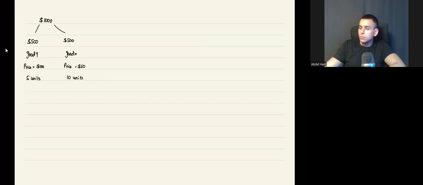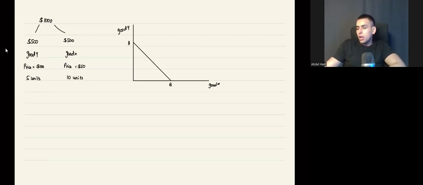So currently, this is what my budget line will look like. This is my good Y, this is my good X, and this is the current state of my budget line, AB.